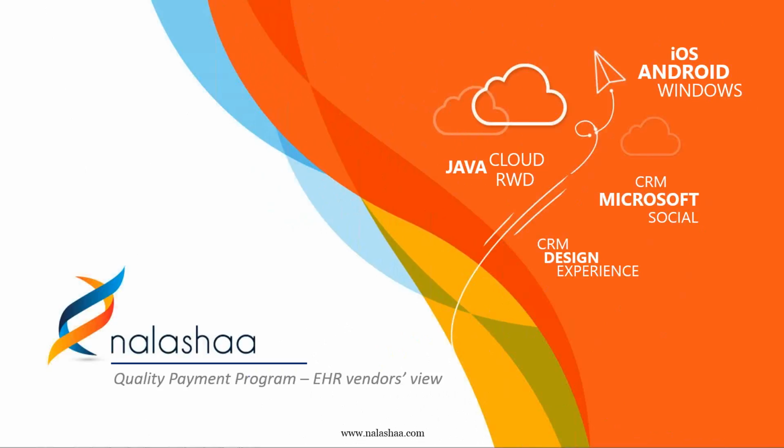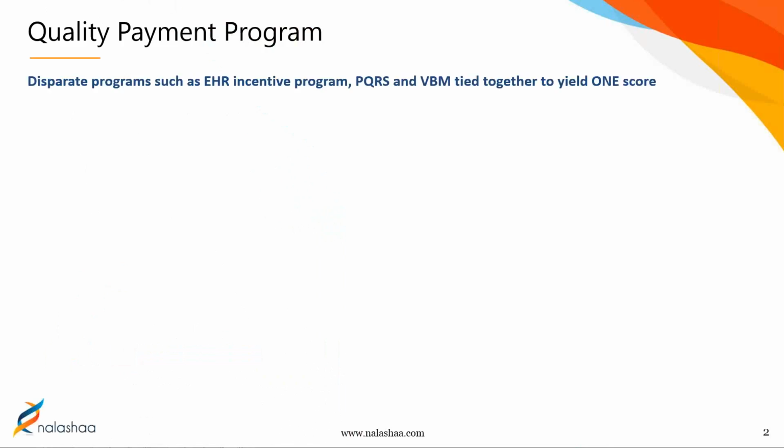So by now, many of you probably have come across QPP, which aims to provide better care, smarter spending, and healthier people. QPP ties disparate programs like meaningful use, PQRS, and value-based modifiers, and yields one composite score. While QPP delivers high-quality care, it also rewards values and outcomes to the physicians by two parts, the advanced APMs and the MIPS.